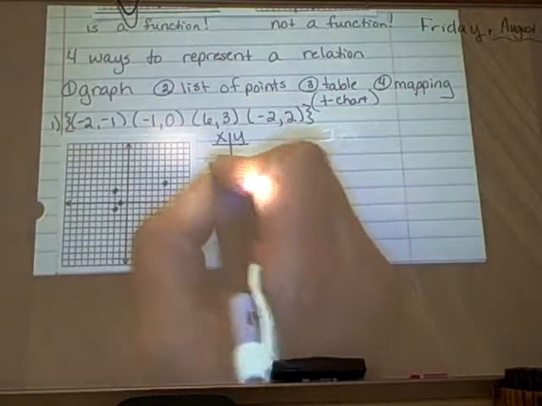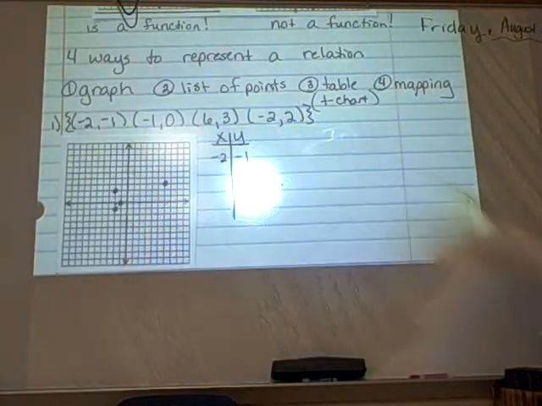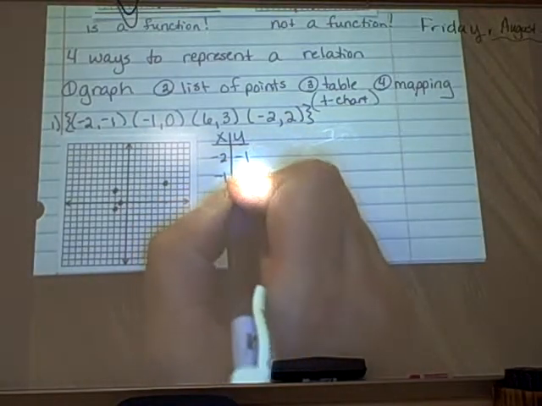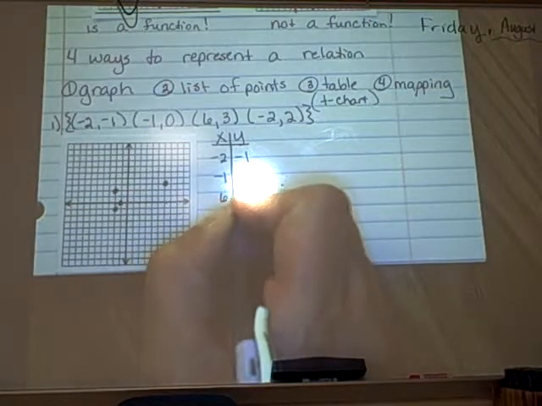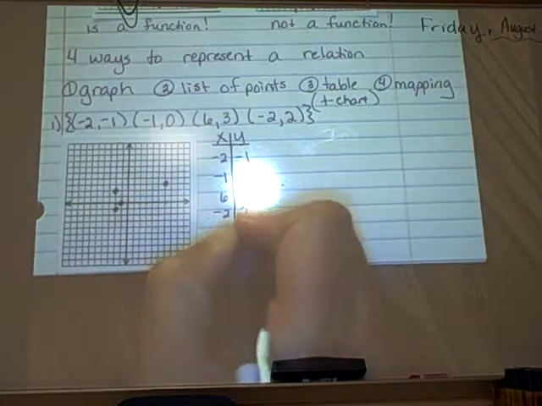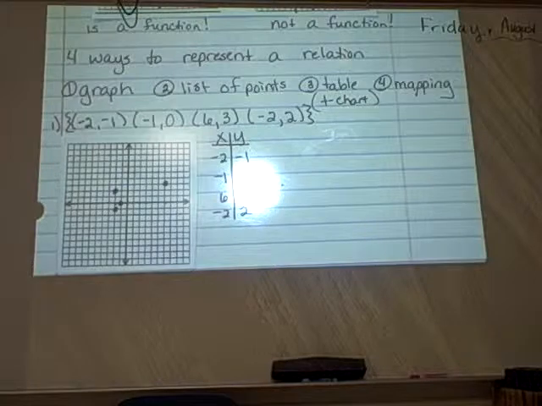So -2, -1. -1, 0. 6, 3. And -2, 2. There's your table. Nothing fancy, nothing special. You're just transferring those points onto a table. Y'all have seen those before, I hope.